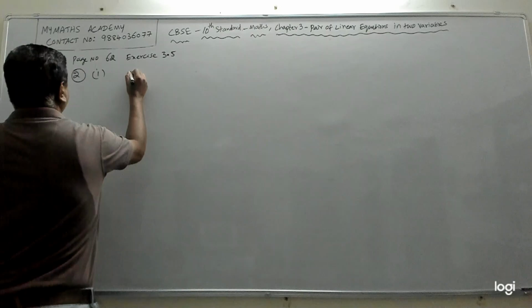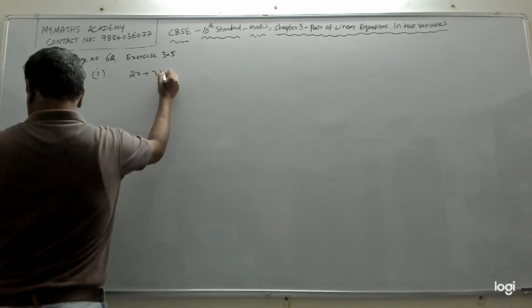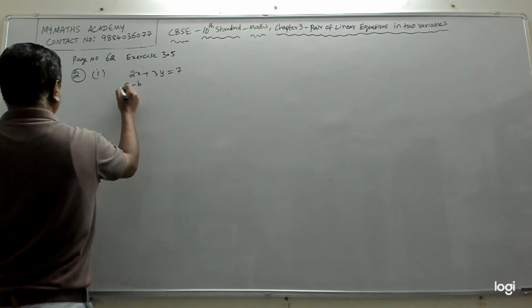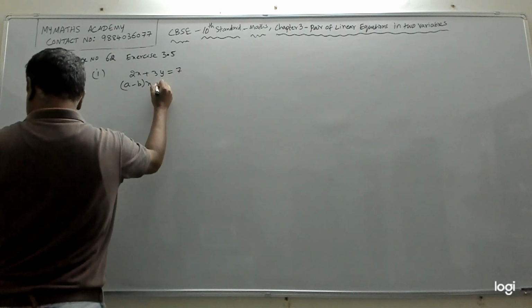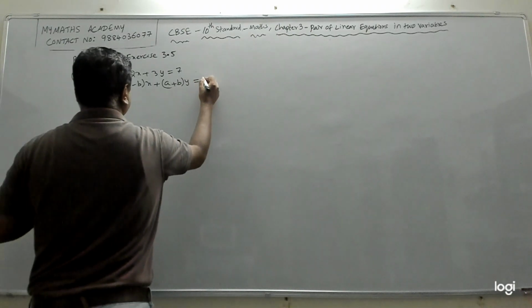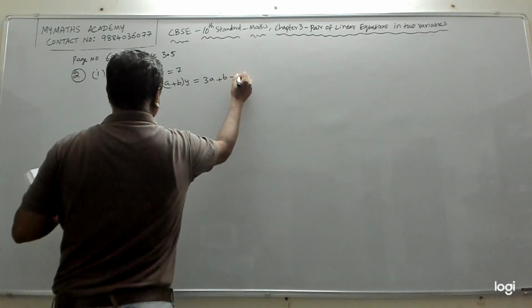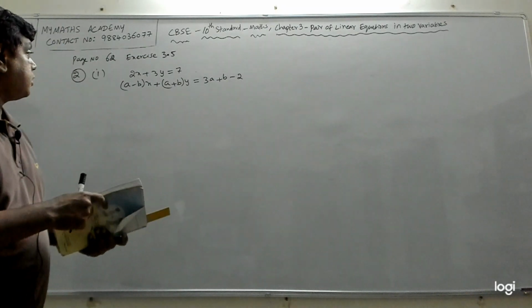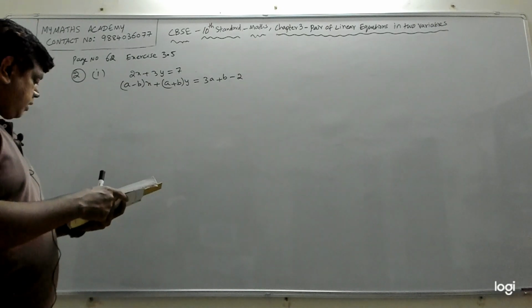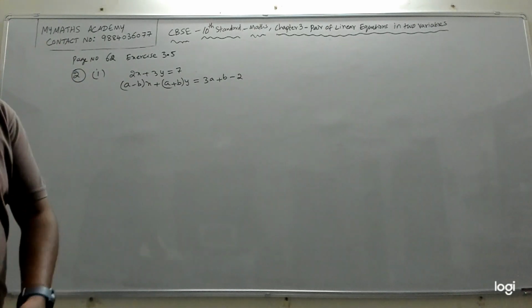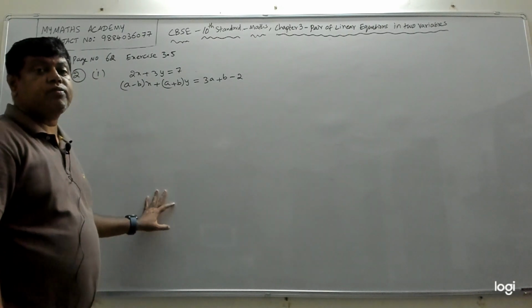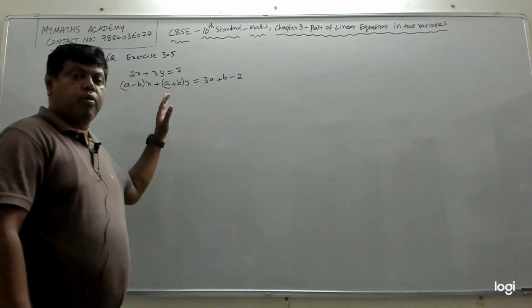So what is the equation? 2x plus 3y equal to 7. Then (a minus b) times x plus (a plus b) times y equal to 3a plus b minus 2. It's an important problem. Now we need to find for what values of a and b this set of equations will have infinitely many solutions. It's a very important problem.